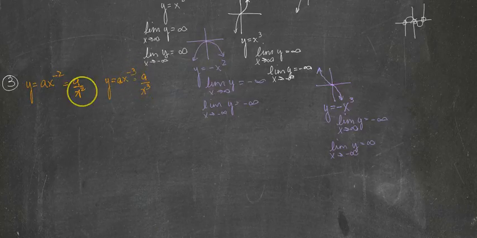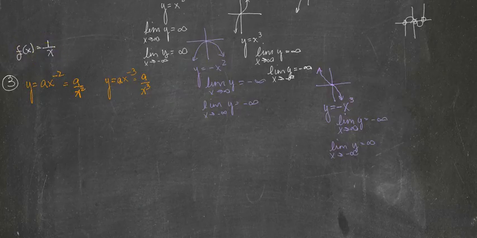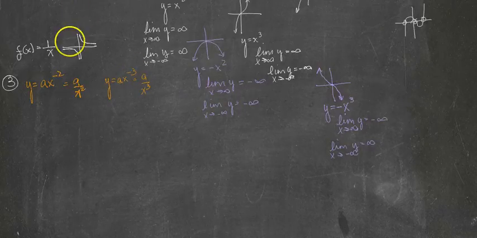This is looking very much like a parent graph, right? This will have a similar shape to f of x equals 1 over x. And we know that the parent form of the rational function is to look like that, where y equals 0 and x equals 0 are both asymptotes. So we're going to get those sorts of shapes out of this sort of a graph. But something to pay attention to.